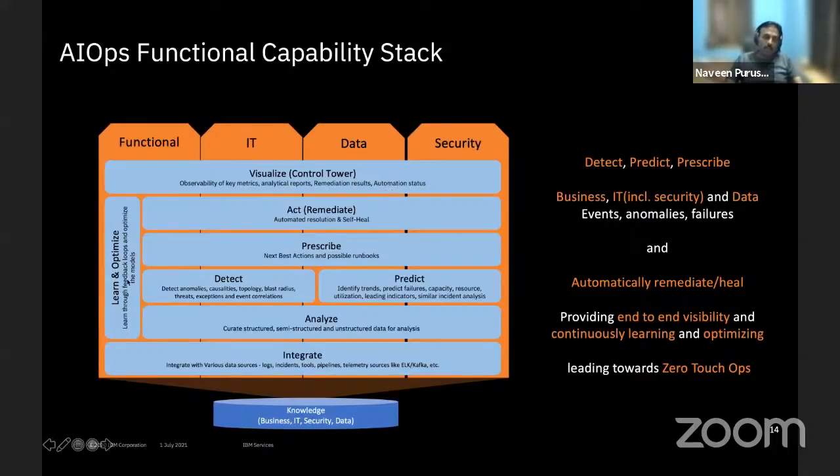And on the left vertical, what you see is learn and optimize, which is a very, very important thing, because an AI system should be able to learn by itself as we progress. And this is called supervised learning or retrospective learning.